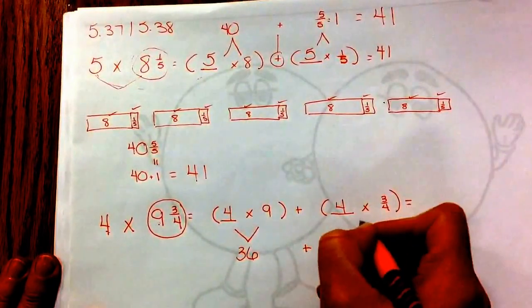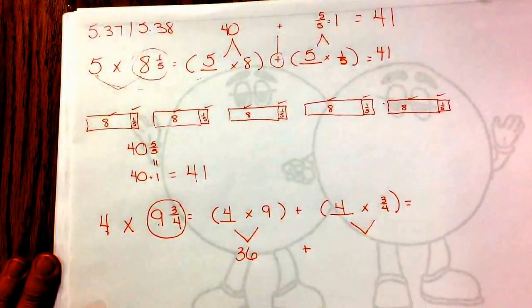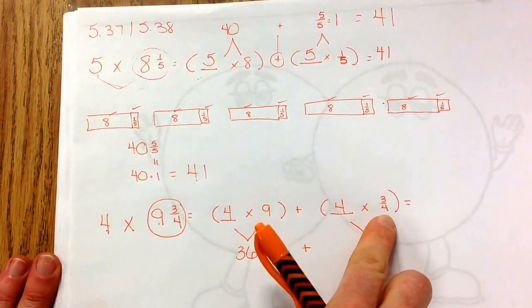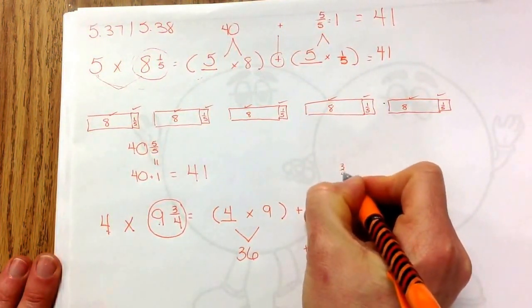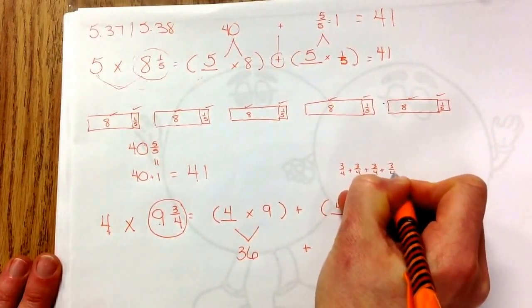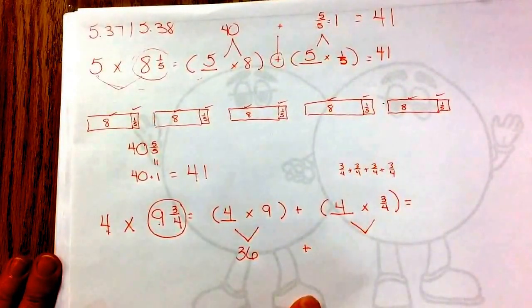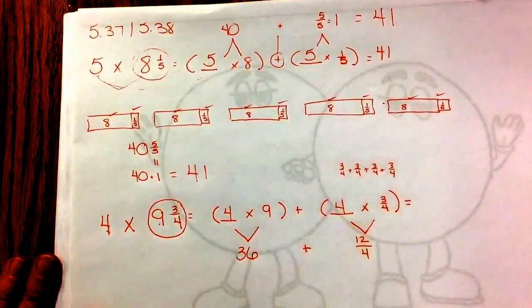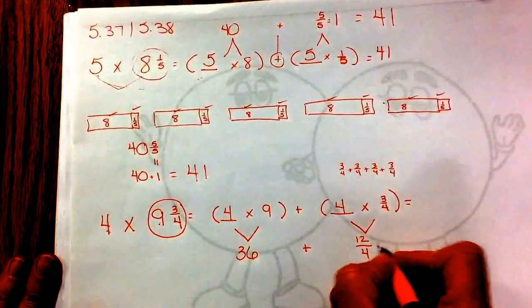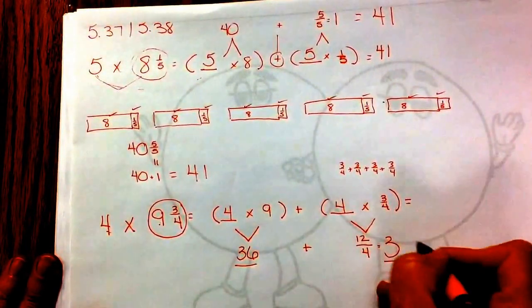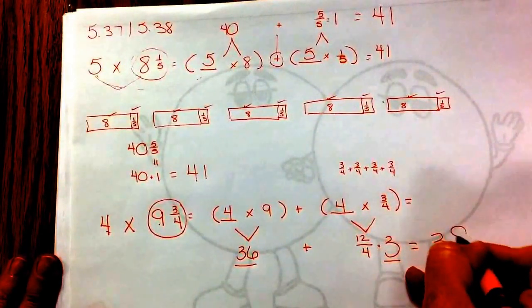Plus 4 times 3/4. Well, it means I have 4 groups of 3/4. If you need to write them all, 3/4 plus 3/4 plus 3/4 plus 3/4, go ahead. It's just repeated addition. I know 4 times 3/4 is 12/4. And I know 12/4 equals 3. So I'm really adding 36 plus 3, and I'm getting 39.